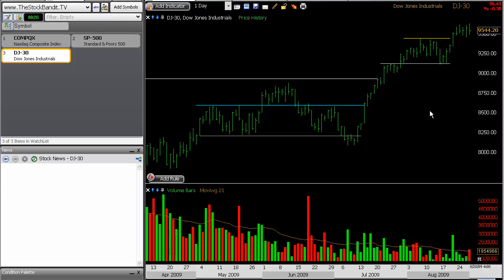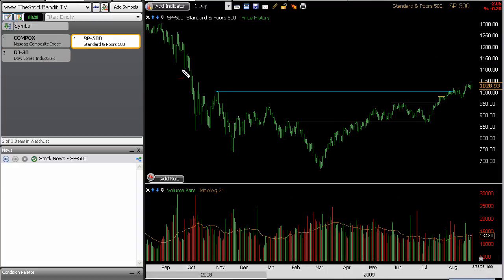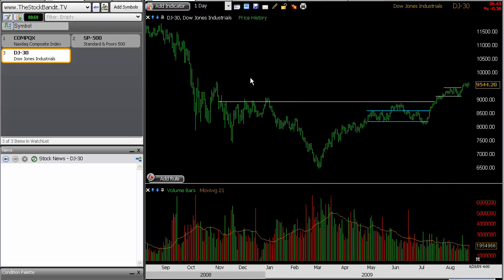By the way, for the S&P 500, zooming out here on the chart, this 1100 area is the area I would look to see challenged next on the upside if we do see momentum return. Okay, so keep an eye out for that.